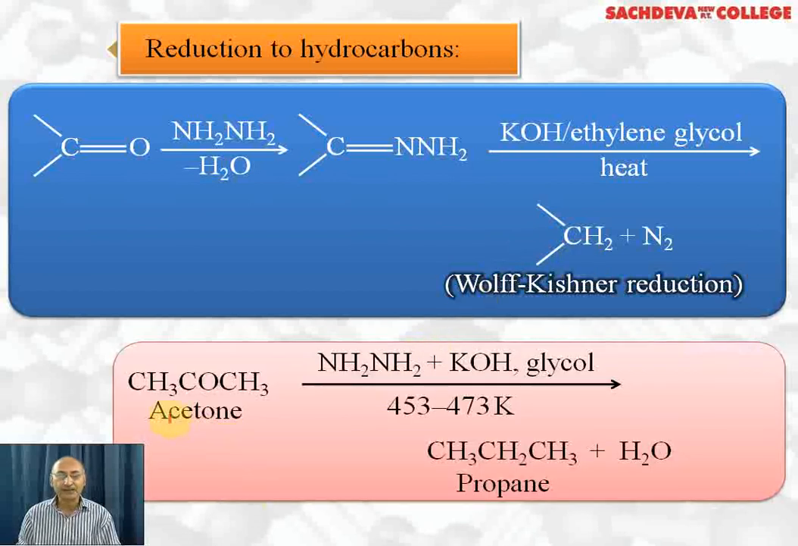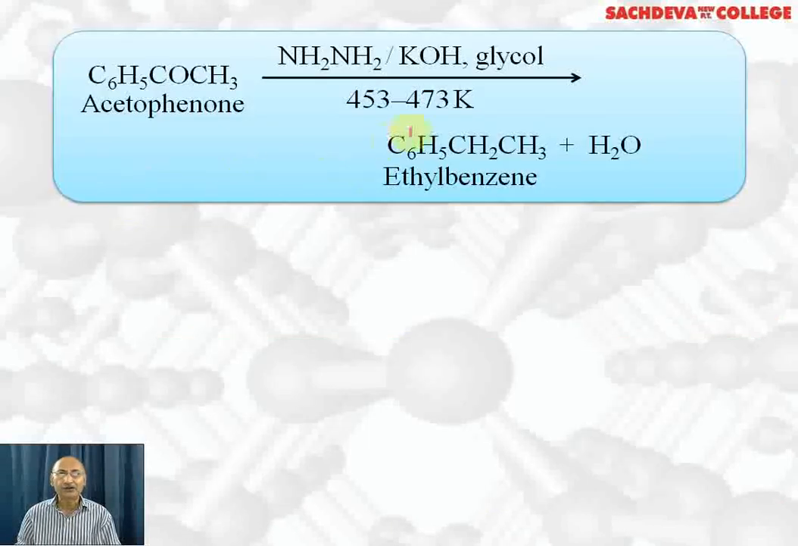Let's take a specific example. Acetone, when it undergoes Wolff-Kishner reduction, we get propane. Acetophenone on Wolff-Kishner reduction with hydrazine, KOH and glycol gives ethyl benzene.